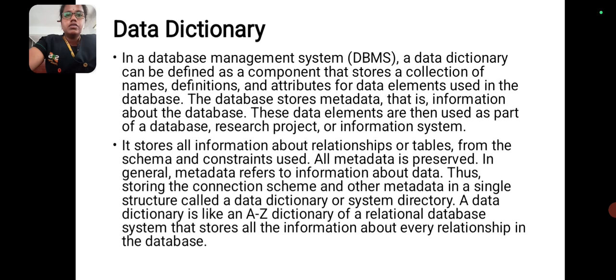Nothing but, first, the data dictionary refers to what we are storing, for example the name, constraints and the data. Next, as a dictionary, all the data are stored in a schema and as constraints. The combination of both is what we call a data dictionary. The data dictionary is like an A to Z dictionary of a relational database system. It stores all the information about the relationships in the database.